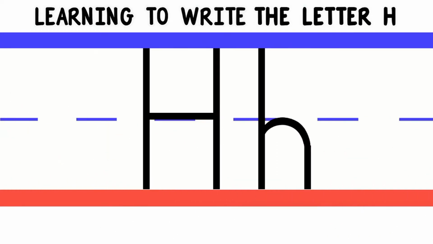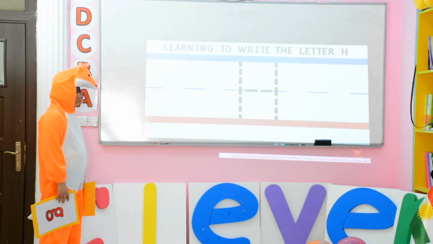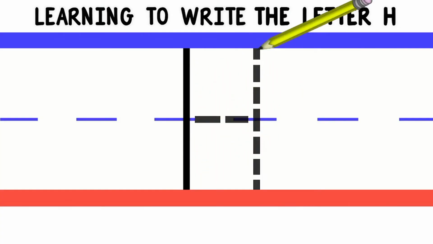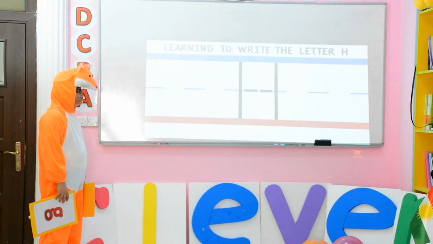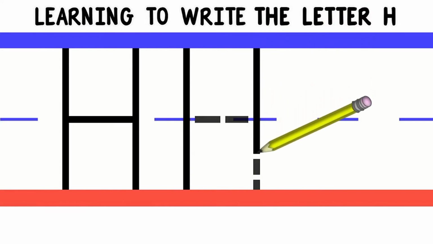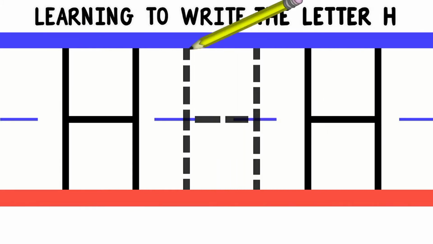Good work! We'll start with uppercase or big H. To write uppercase H, we'll start at the top and do a straight line down. Then go back to the top and do another straight line down. Then we'll go to the middle and connect the two lines. Good job! Let's do that again. Good job! Now you try.